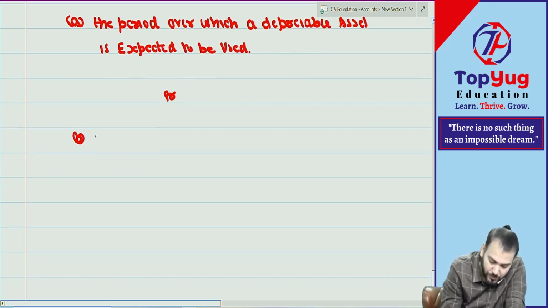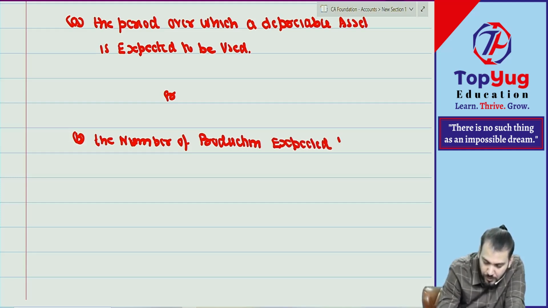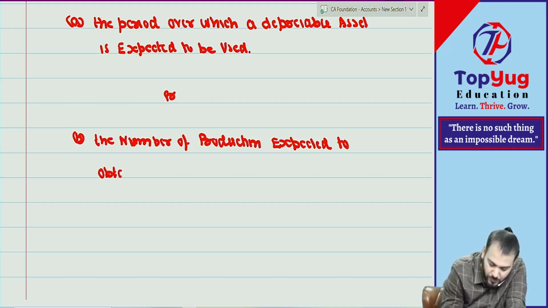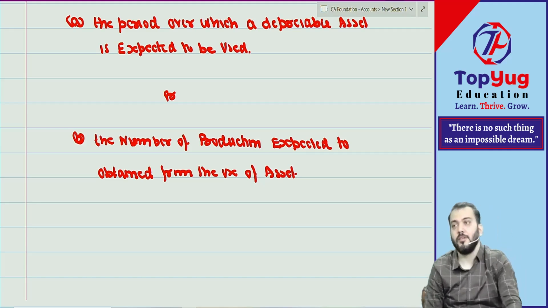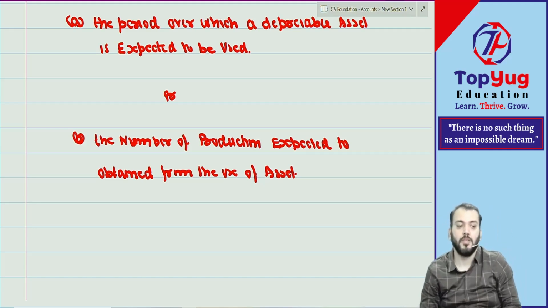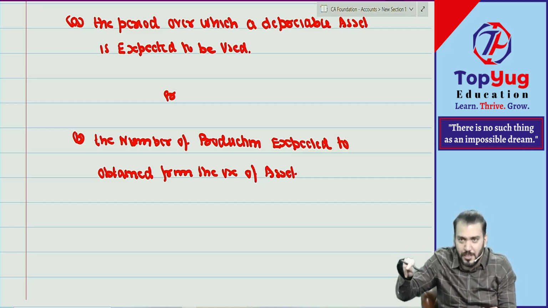Or point number B: the number of production expected to be obtained from the use of the asset. It means useful life is based on either the number of periods or the number of production. Either number of periods or number of production.